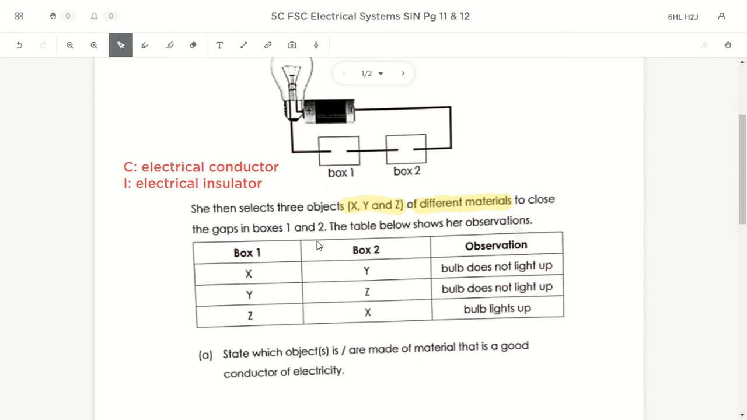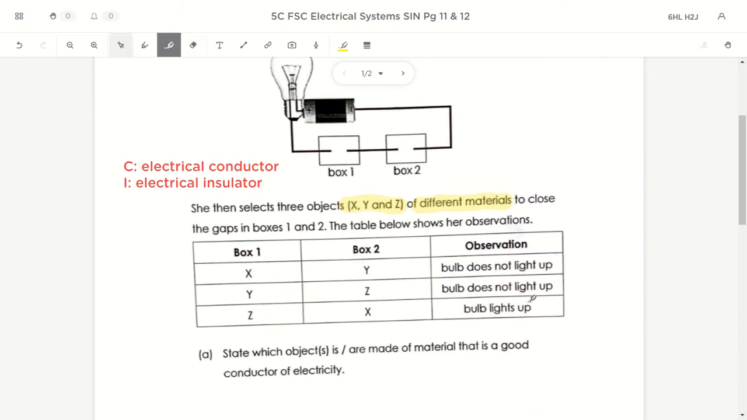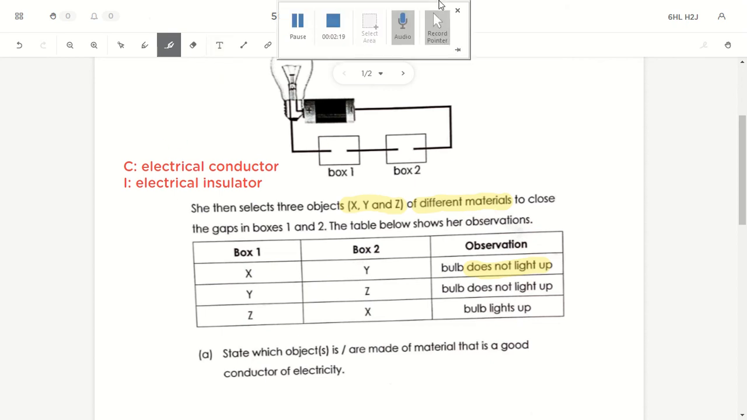So let's look at the table over here. If I put X in box 1, Y in box 2, the bulb does not light up. Doesn't light up means the electric current cannot pass through either one or both of the objects. So either one or both objects are electrical insulators. So I'm going to write that down using a pencil.